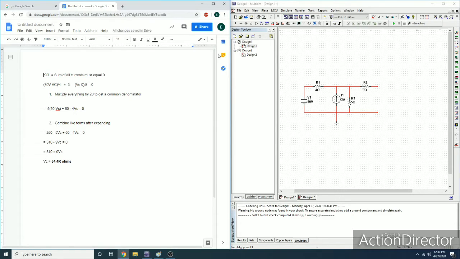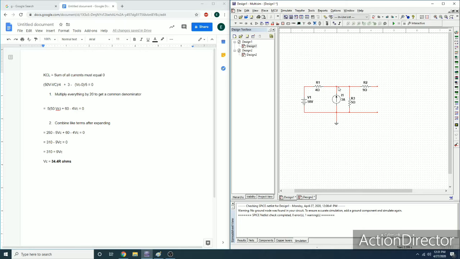So we can label this node here as node C, and this node over here, it's just 50 volts. This node here is node B, this is node A, and this node B has no current because it's ground, so it's 0.